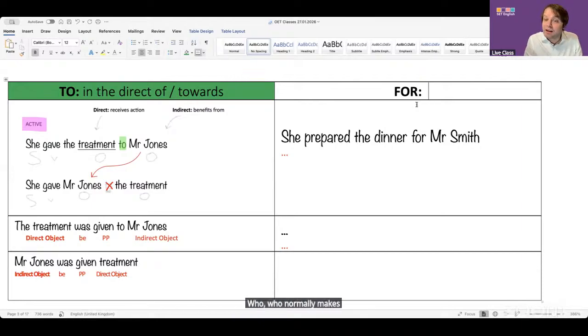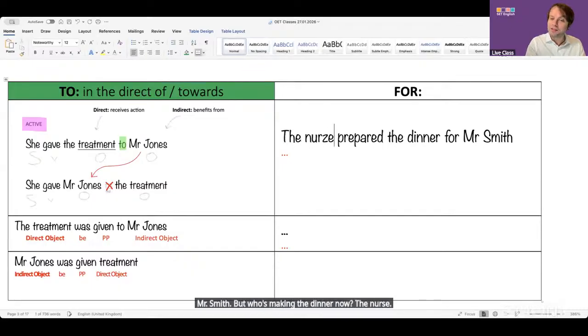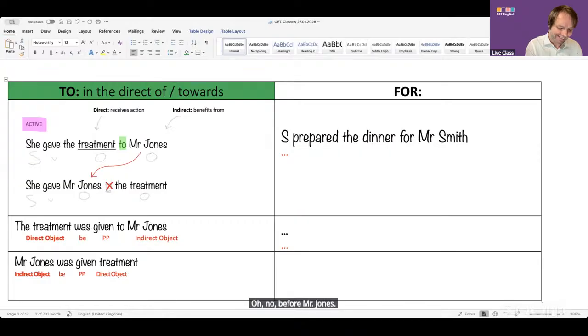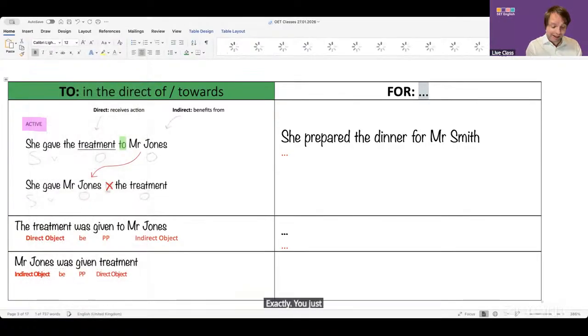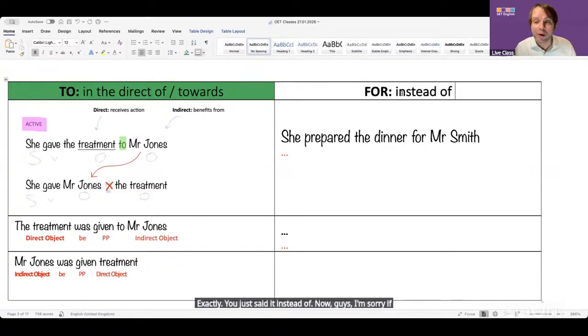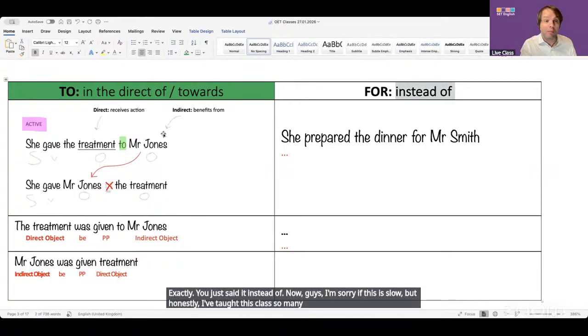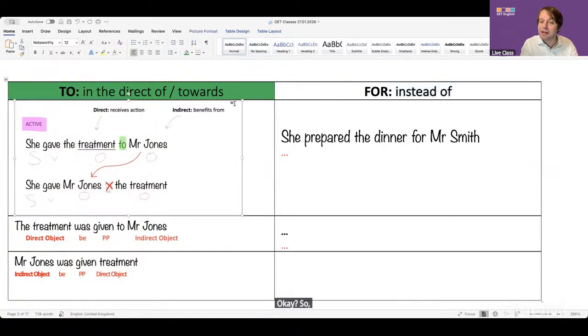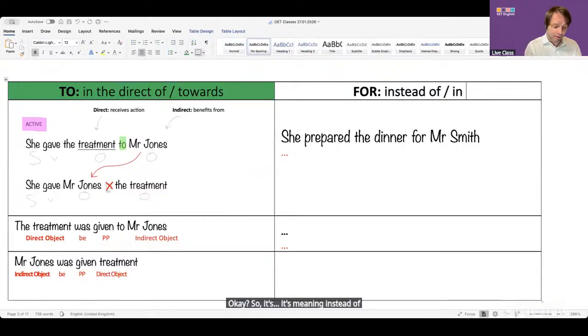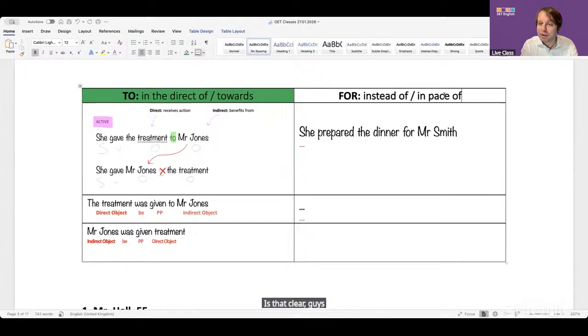Who normally makes the dinner? Mr. Smith. But who's making the dinner now? The nurse. So what does that mean? Anyone? Give me a paraphrase. Murad, help me out here. Instead of Mr. Smith, the nurse prepared the dinner. Exactly. You just said it: instead of. Now, guys, I'm sorry if this is slow, but honestly, I've taught this class so many times. Some people just don't know what they're saying. So it means instead of, in place of. Is that clear, guys?